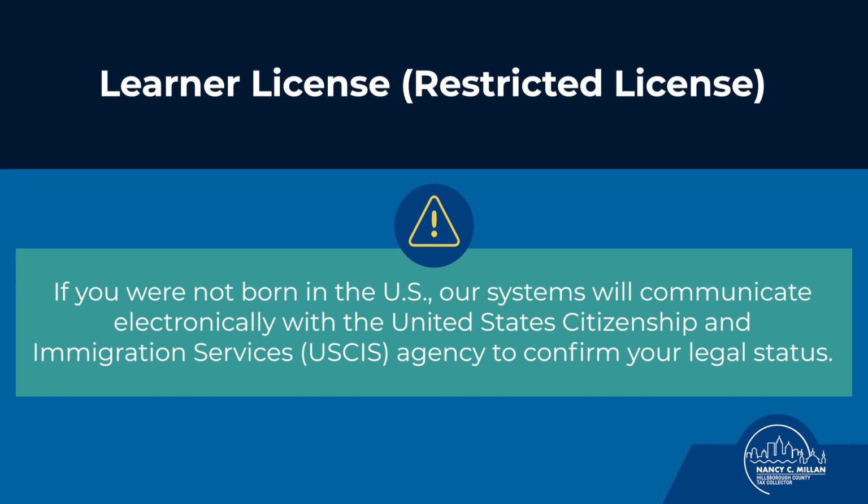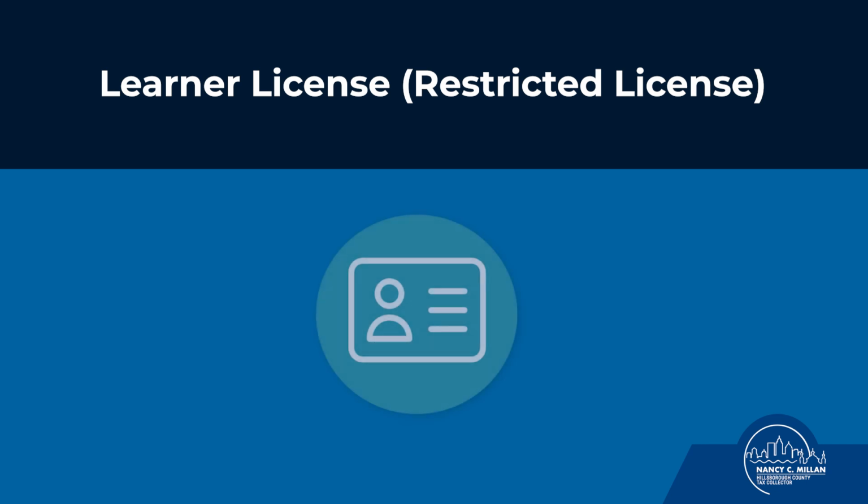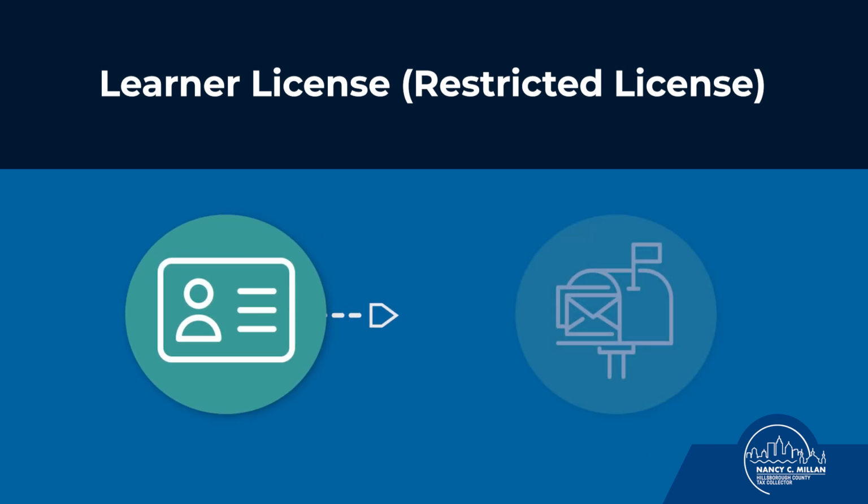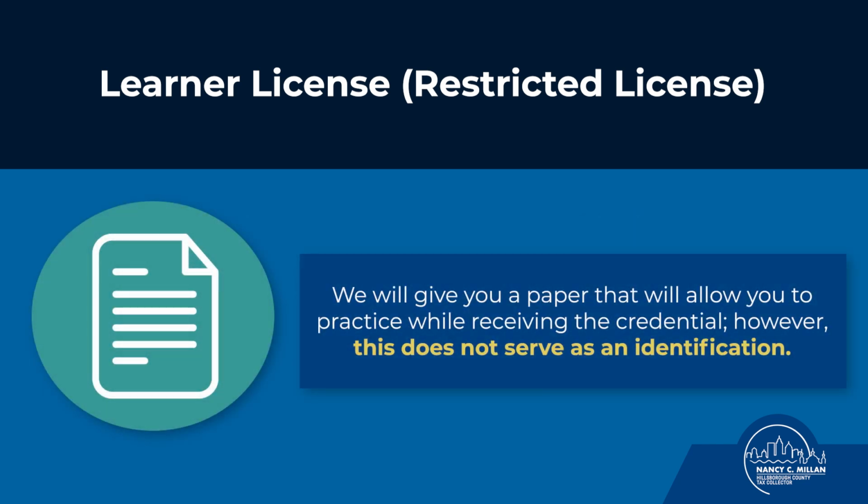Important: If you were not born in the U.S., our systems will communicate electronically with the USCIS agency to confirm your legal status. Your learner's license may not be issued immediately, but you will receive it in the mail from the Tallahassee headquarters. We will give you a paper that will allow you to practice while receiving the credential. However, this does not serve as an identification.